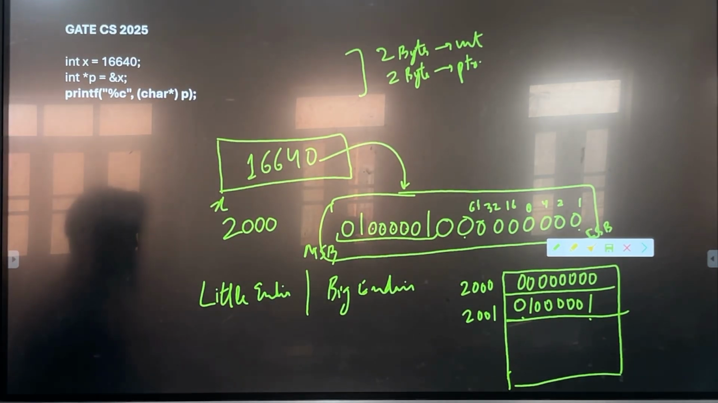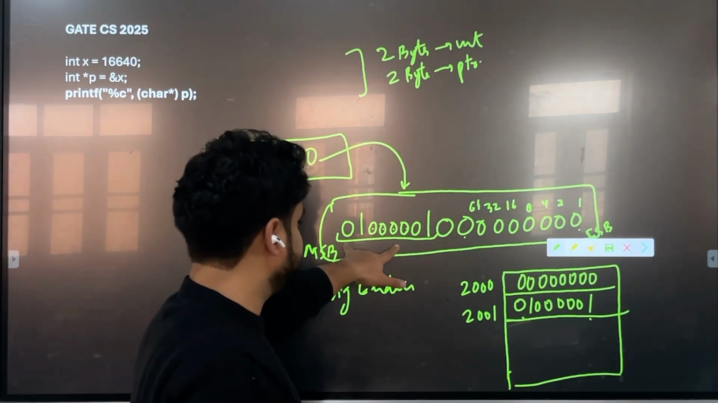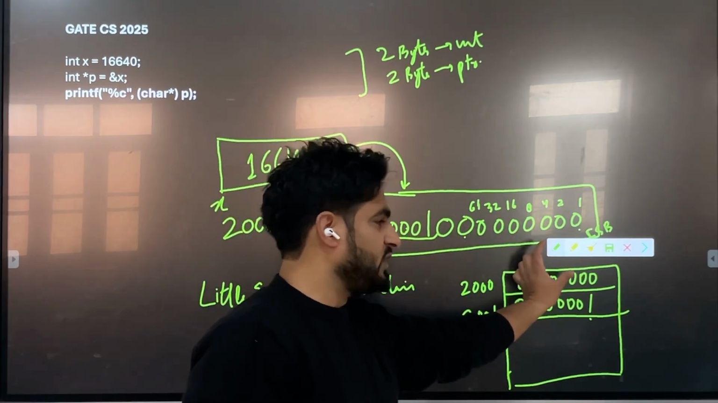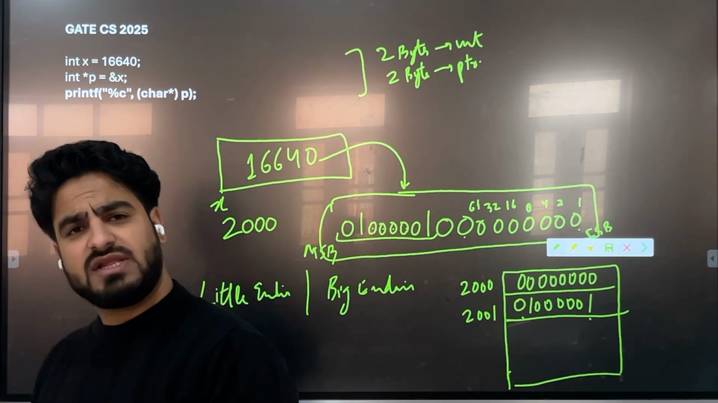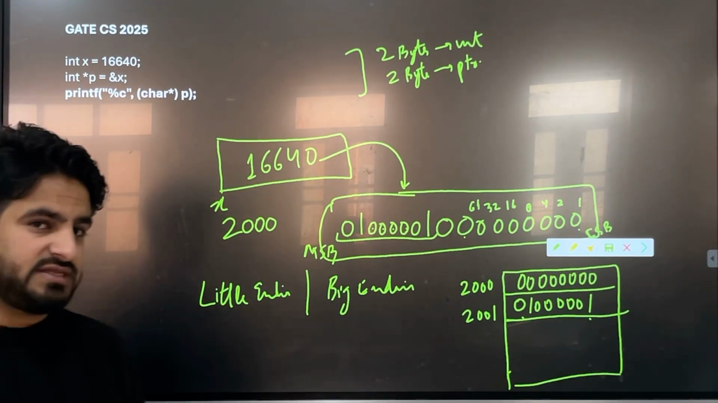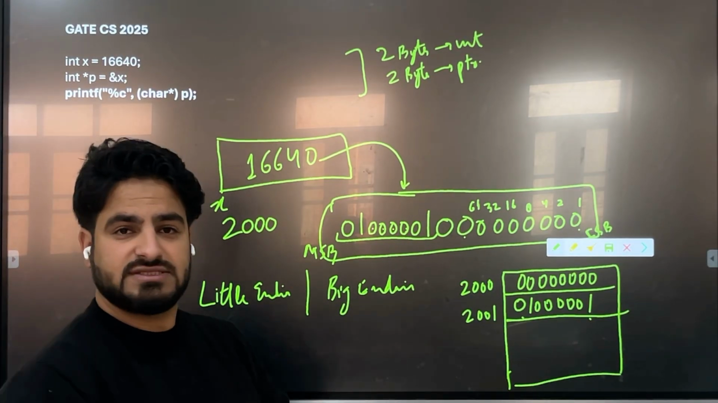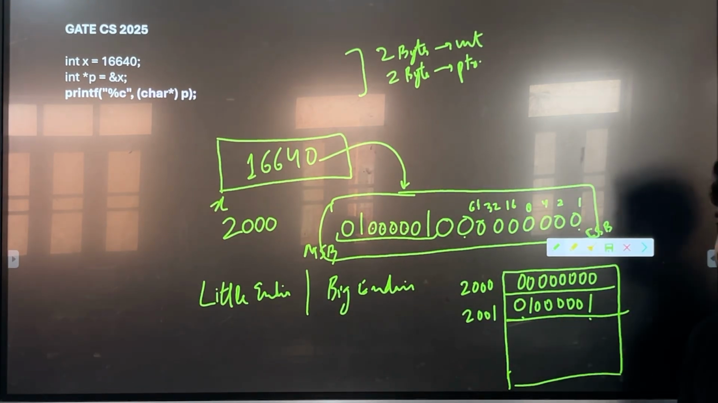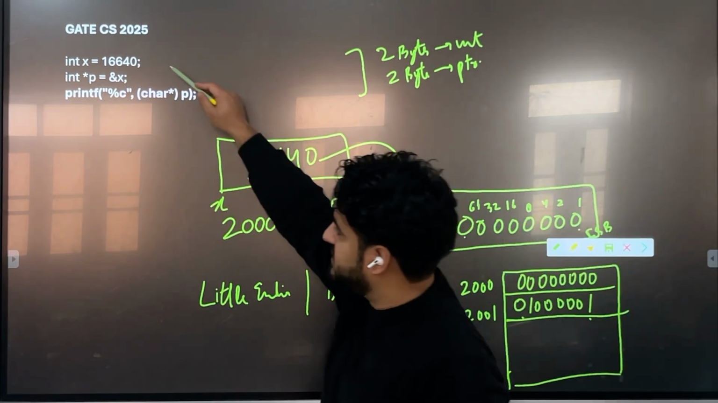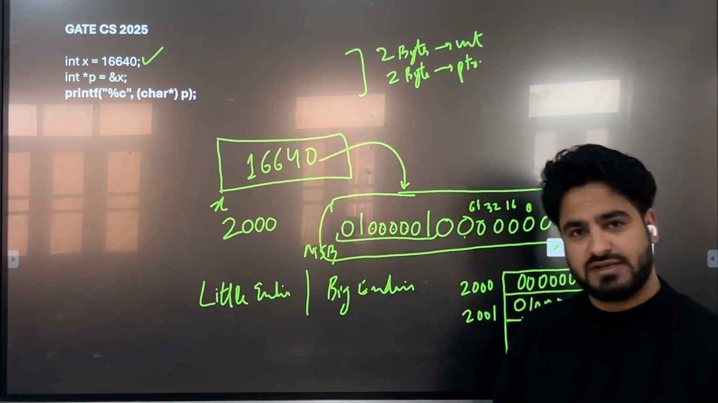Big endian would be simply the opposite of this. The most significant bit chunk would be stored at a lower address, and the least significant bit chunk would be stored at a higher address. The question was given as a little endian problem, so the least significant bit part will be stored in the lower address. This is it. So now we know how it is represented in memory, right?